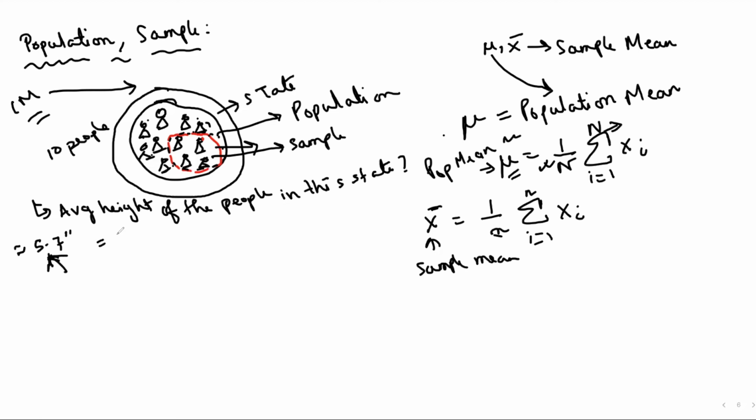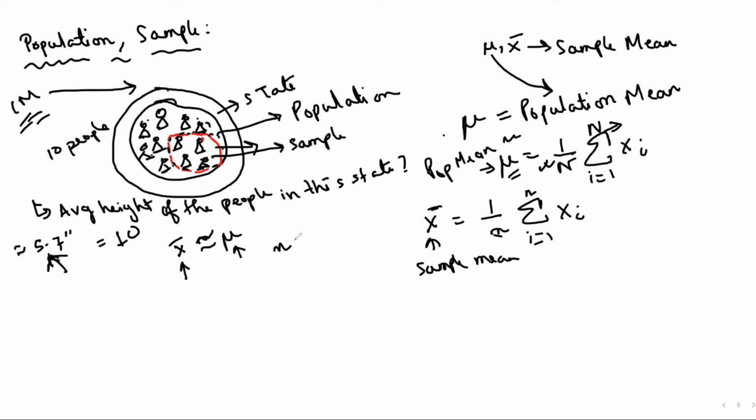Because we just collected the observations of 10 people and we have a population of 1 million. So how do we know that X bar is similar to mu? Any guesses? If we increase our n, maybe the sample mean may be equal to the population mean.